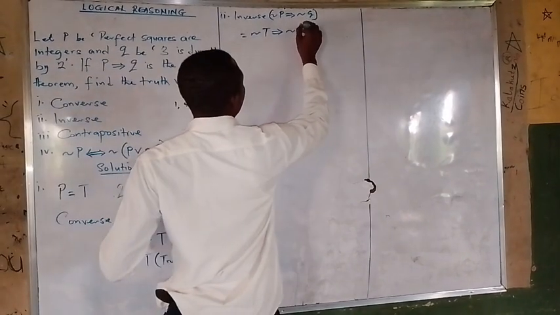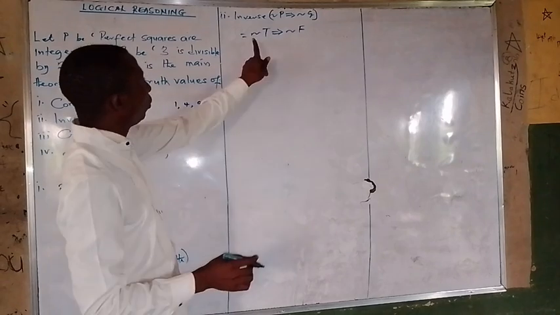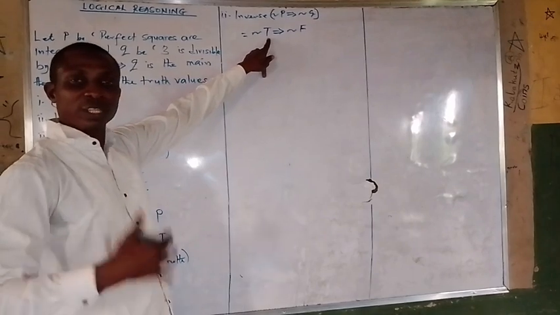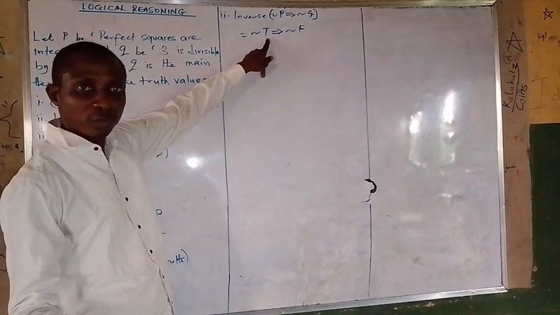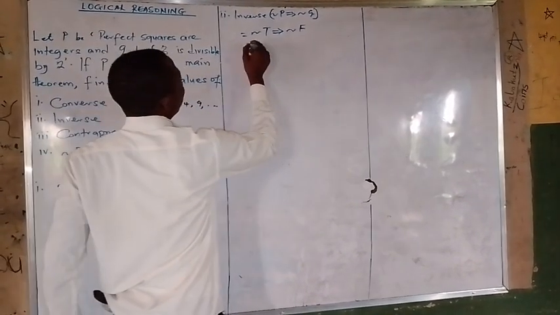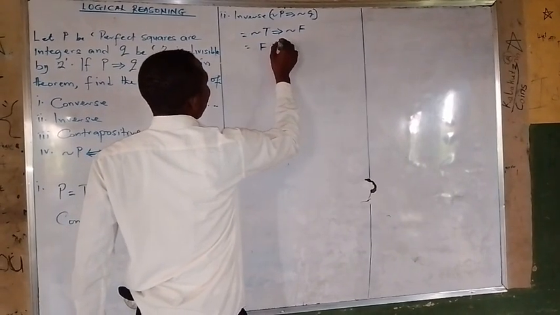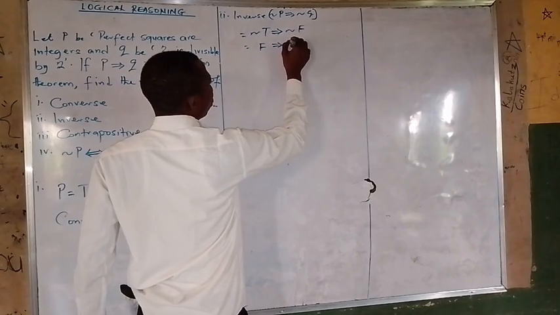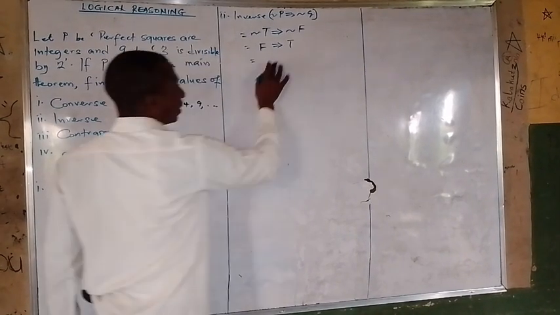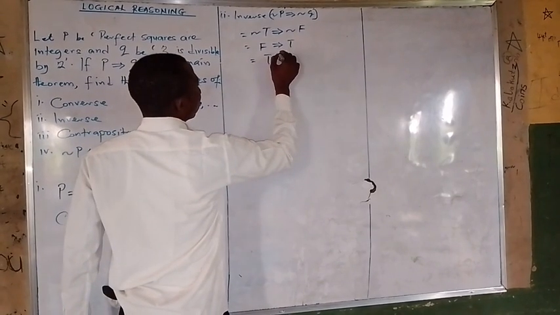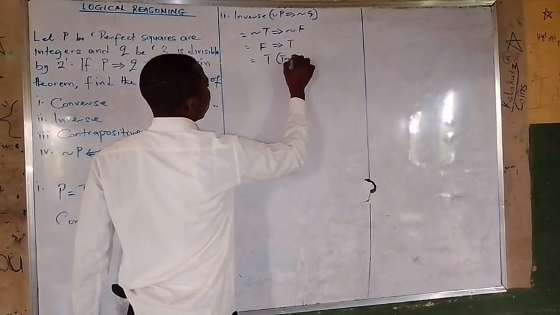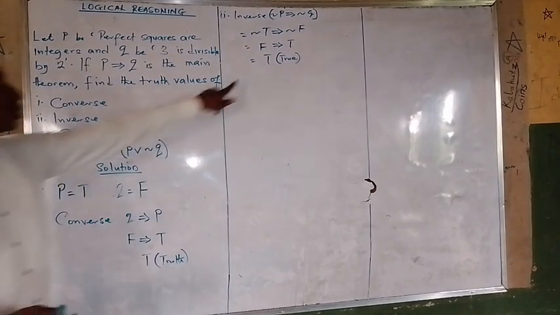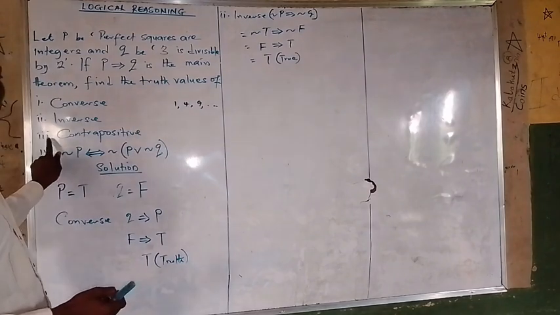Now to do this, we quickly find the negation of true. What is the negation of true? Negation of true is the opposite of true, and that is false. So this will be false implies negation of false, which is true. False implies true gives us true. So the truth value for the inverse is true.